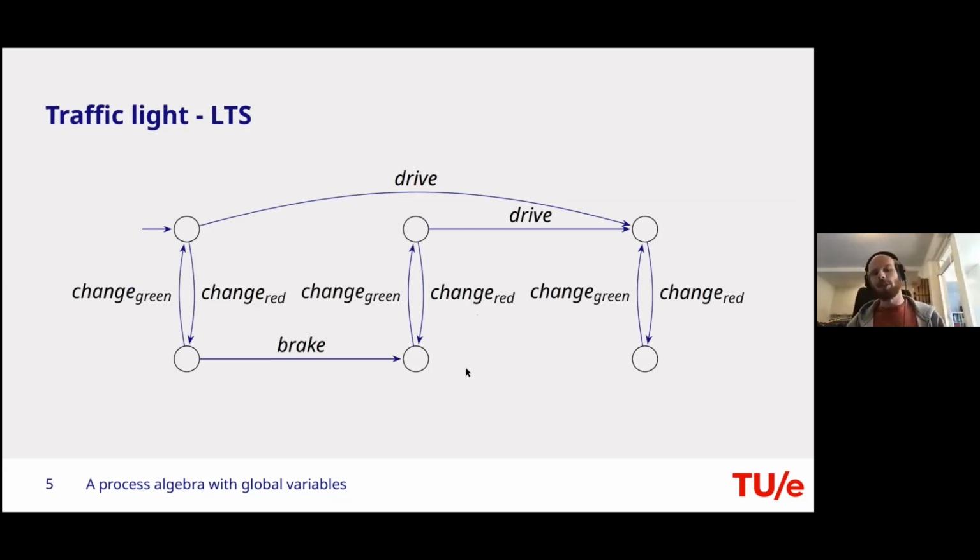So what we want is a label transition system that looks something like this. So on the top row of states, the light is green and the car is free to go, but possibly it first changes to red, the car brakes, and it needs to wait for green again. And in the end, you always have that the car crosses the junction.